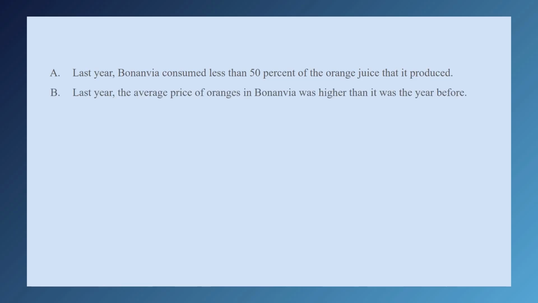Last year, the average price of oranges in Bananvia was higher than it was the year before. B wants us to assume that less supply equals higher prices. That is classic supply and demand logic, but the passage says nothing about pricing, so this is not going to work for us.